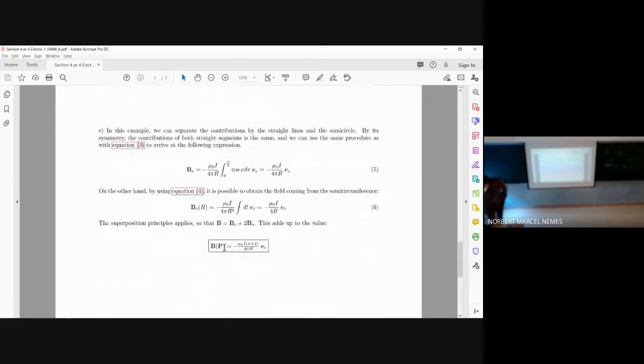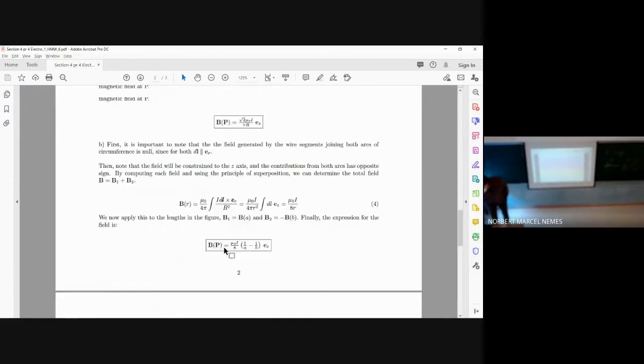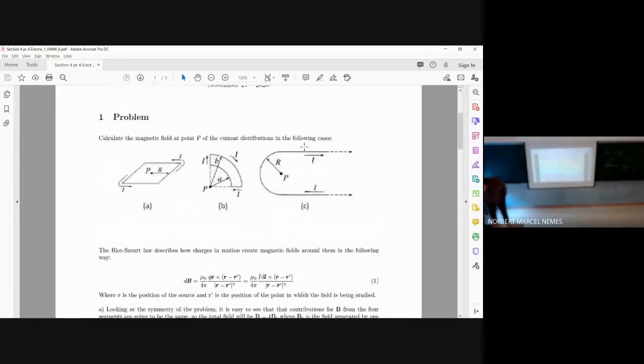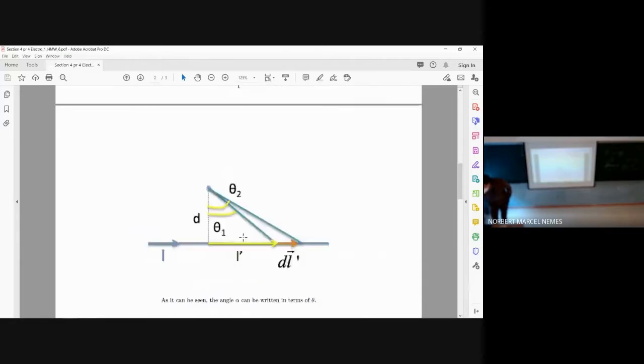In the last example, which is a semicircle and two long lines, all the contributions point in the same direction, right? Because it's still a sort of closed loop, even though it's closed somewhere far away. So all the contributions are in the same direction, quite opposite to what happened in the second example.